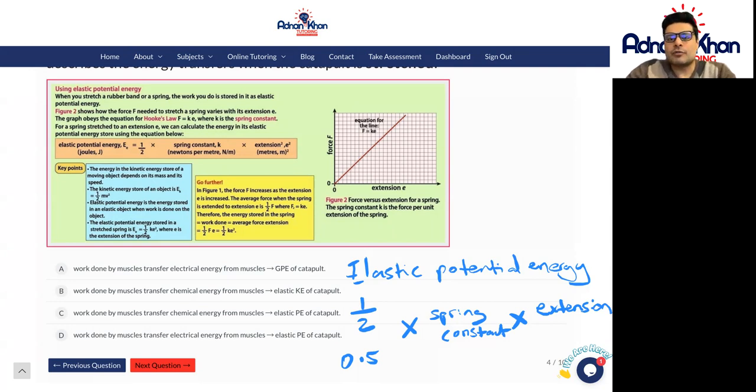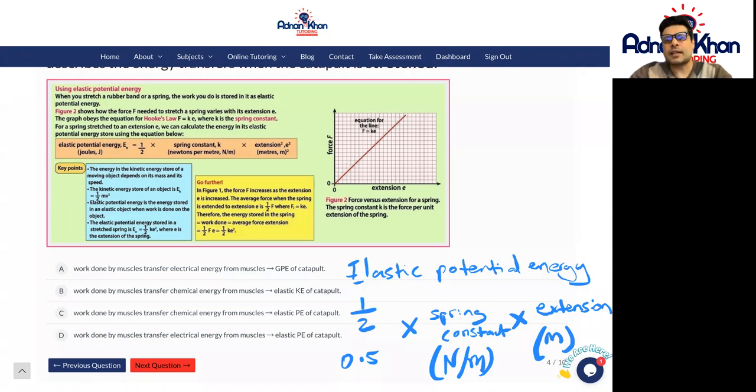Okay. So first we have 0.5 or half multiplied by spring constant, which is the force that's applied per meter. So newtons per meter as an example. Let's just write that down here. And then multiplied by the extension. Let's say, for example, if this particular spring or band extends for like a meter in terms of distance, and then you multiply it by the extension itself.